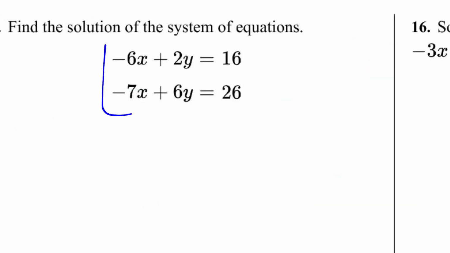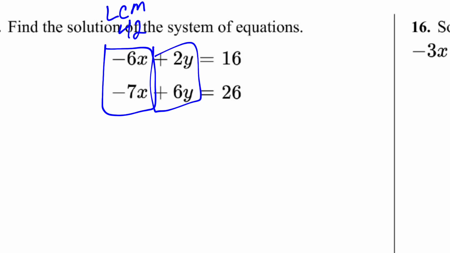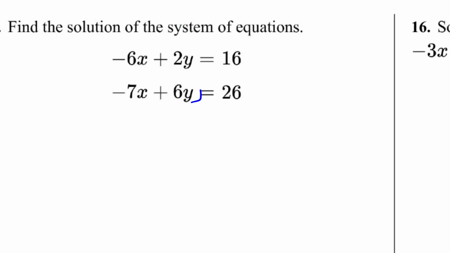This one, if I try to do that with 6 and 7, my least common multiple is 42. That's really big. But if I try it here, my least common multiple is 6. And that's a little bit easier to do. I only have to multiply one of them instead of both of them. So that's what I'm going to do here.